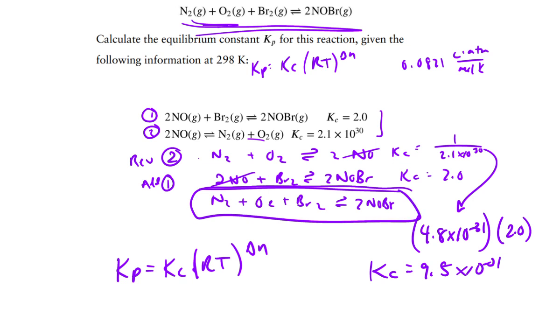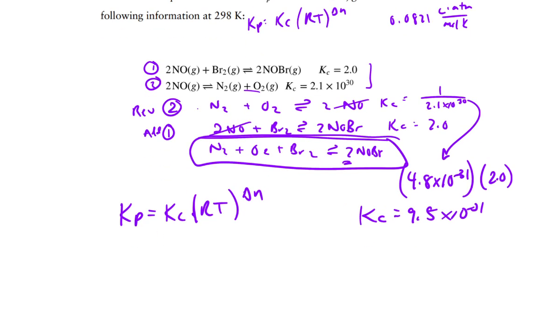So we have 2 moles of products. This is our stoichiometric coefficient of 2. So delta N is going to be the moles of product minus the moles of reactant. So we'll have 2 minus 3. There's a total of 3 moles of reactant, so we have minus 1.